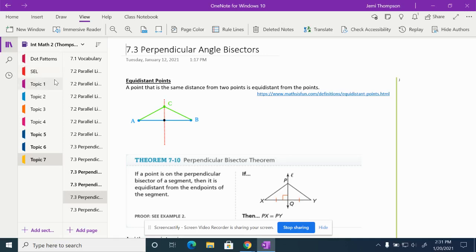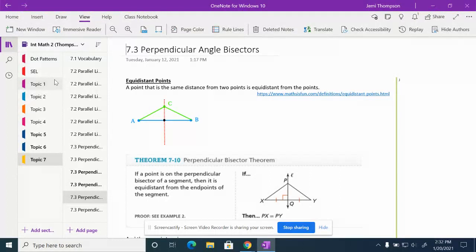All right, hello and welcome to 7.3 notes, perpendicular and angle bisectors. As we're getting more into the geometry in Math 2, we are being reminded of a lot of definitions and symbols and concepts that you learned back in Math 1, but some of it might be a little hazy. So feel free at any point in time if you need to pause this and look something up in a glossary or online to further your understanding.